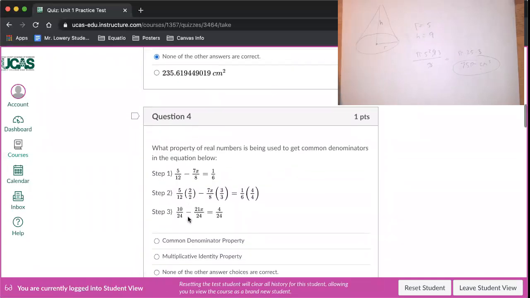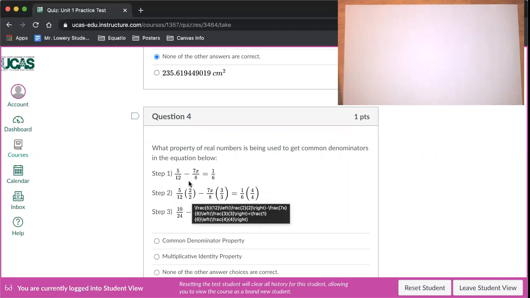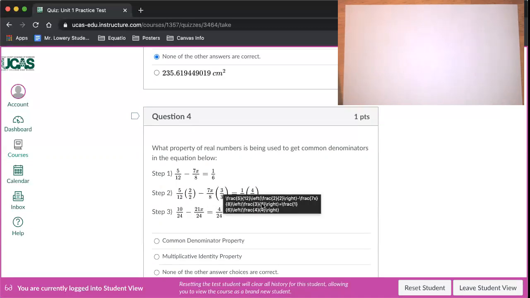Next one here, we're using properties of real numbers, and we want to get common denominators. So the other topic that we want to talk about is properties of real numbers, okay? When you're trying to get common denominators, the way you do that is you multiply the top and the bottom of a fraction by the same number. So in this case, we have 2 over 2, 3 over 3, and 4 over 4. When we do that, we're going to get these common denominators of 24, which is what we want. That's kind of the whole idea.